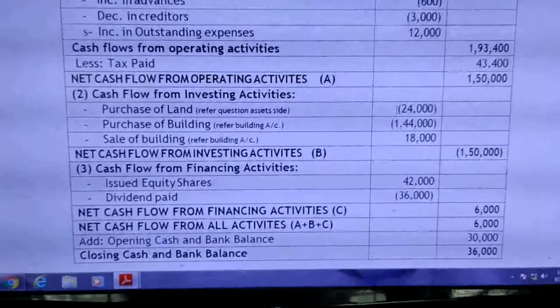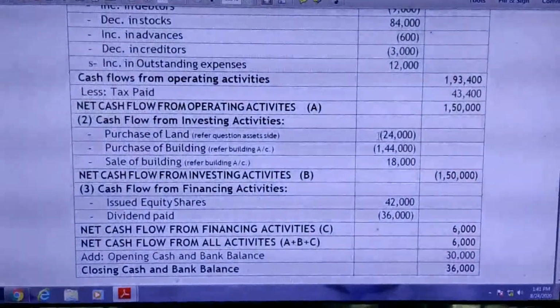I hope you understood the concept. I hope you all understood the basics of the cash flow statement, and with the help of that problem and solution, I hope you are able to know how to prepare the cash flow statement and how to do some workings on that. So thank you very much.